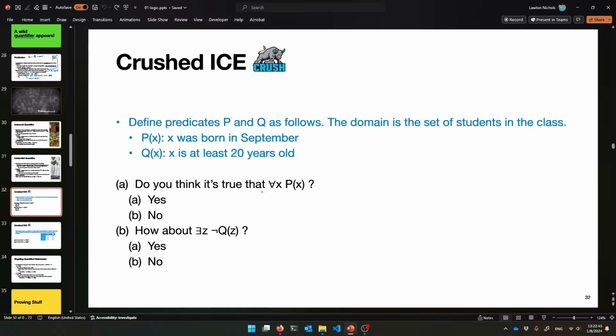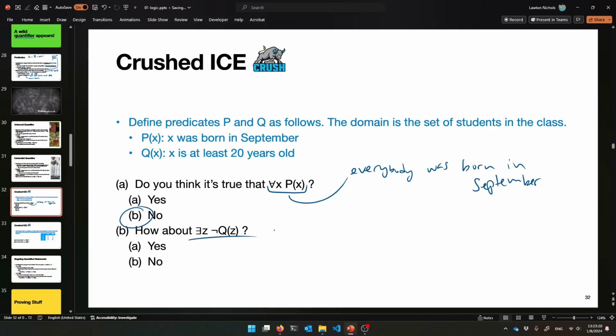All right, for A, is it true that for all x, p of x is true? So what does this mean in English, first of all? Let's translate this to English. That's saying that every x was born in September, so every student, everybody in the class was born in September. That's what it's trying to say. Everybody was born in September. Do you see how I'm reading that? That's the idea. And do you think that's true for everyone in the class now that you've seen that translated to English? No, that's a false statement. So that answer would be B.